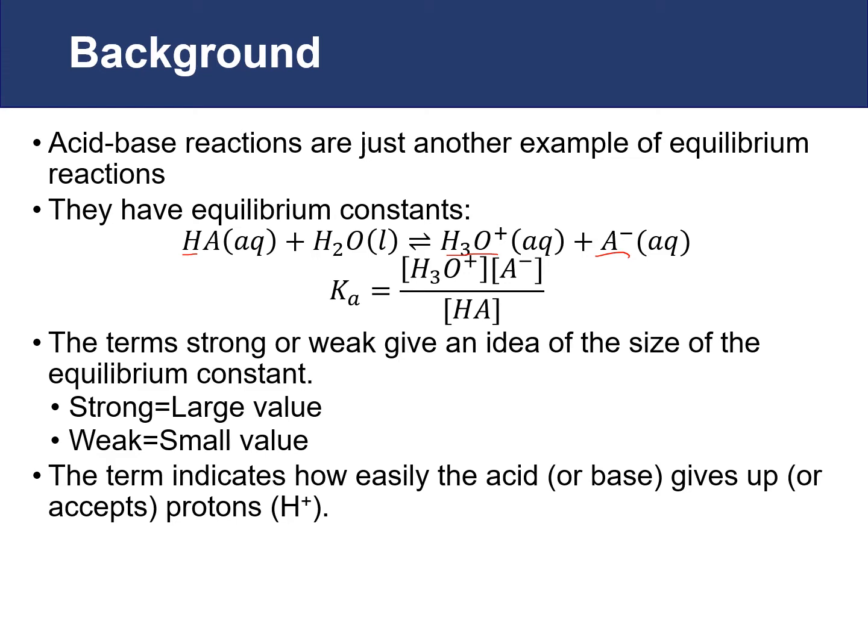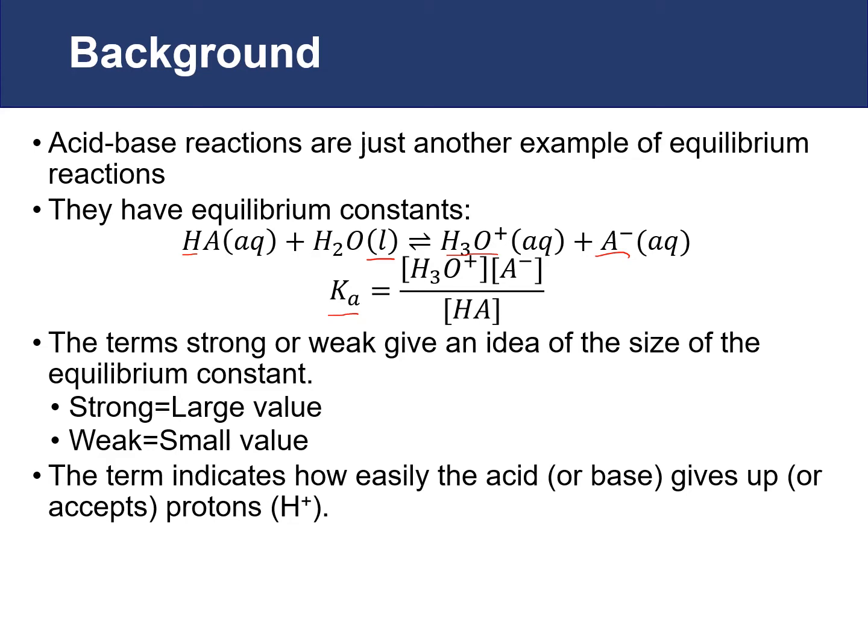And the reason we're leaving the water out is because it's a liquid, and so the concentration of water doesn't change. And so it can be considered a constant and gets lumped in with our equilibrium constants. Now, the terms strong and weak, when we're talking about acids, are used to give an idea of the size of the equilibrium constant.